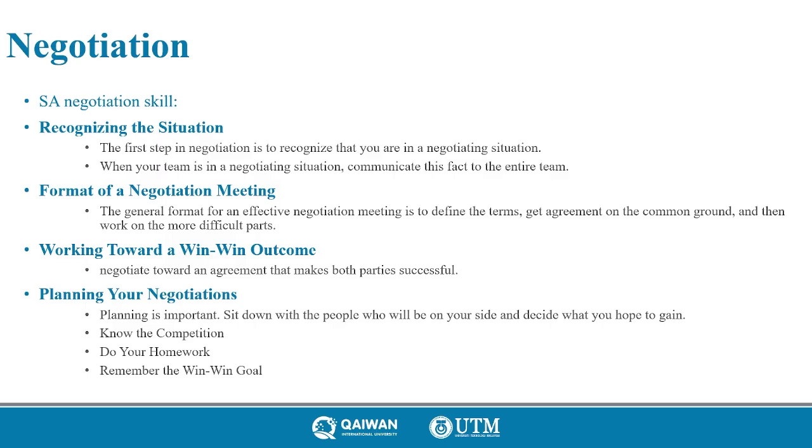Format of a negotiation meeting. The general format for an effective negotiation meeting is to define the terms, get agreement on the common ground, and then work on the more difficult parts. Working toward a win-win outcome. Negotiation toward an agreement that makes both parties successful.